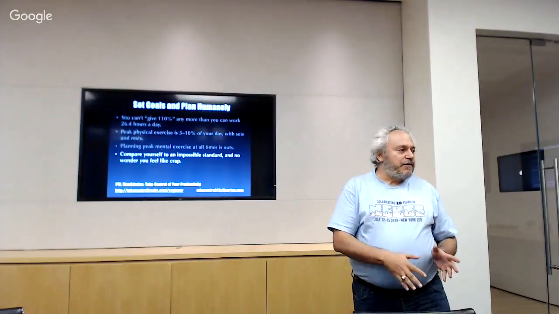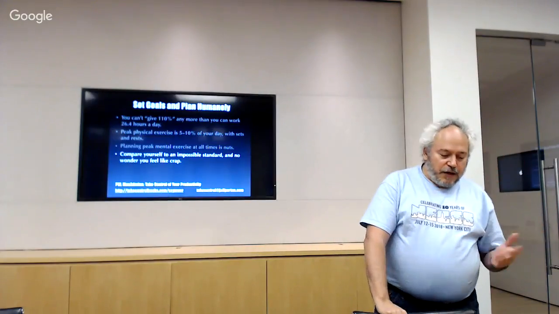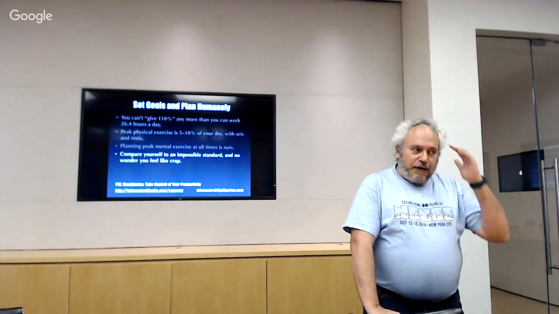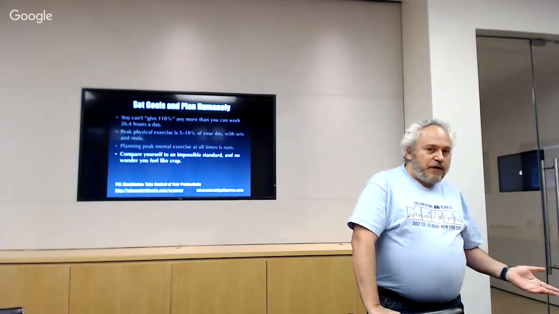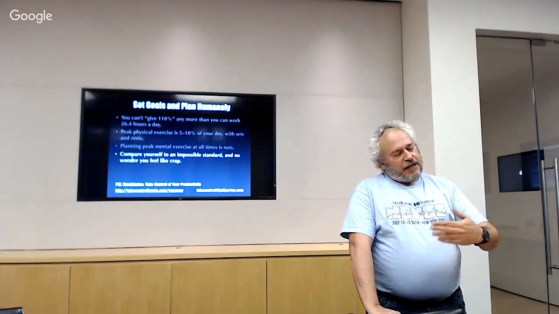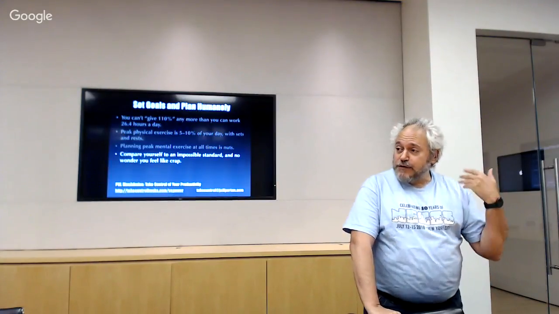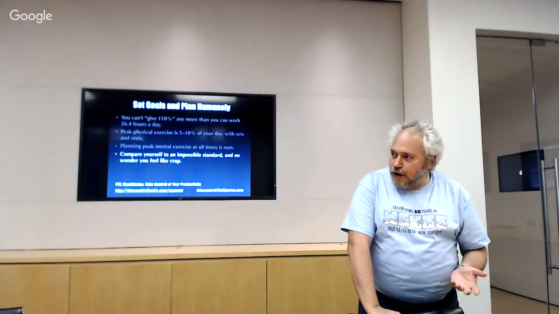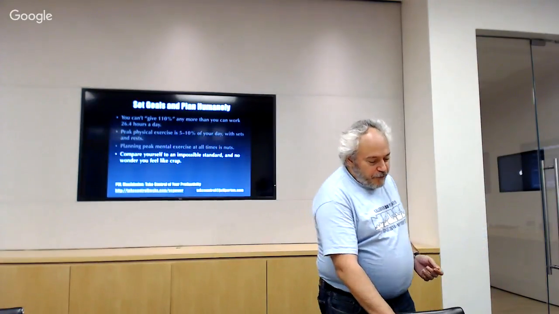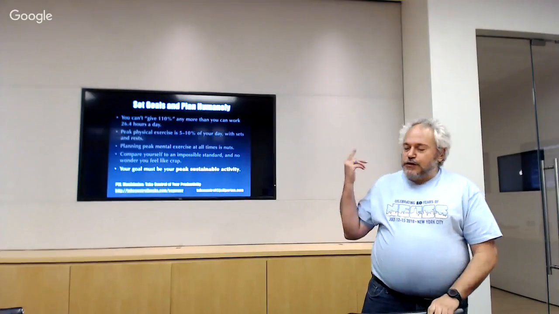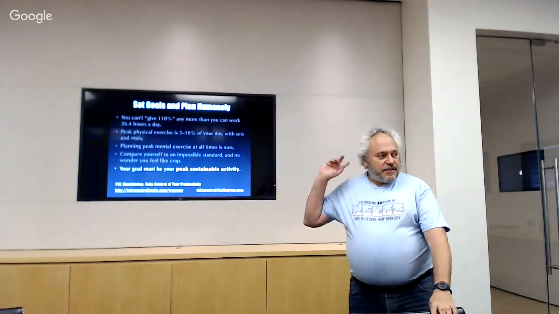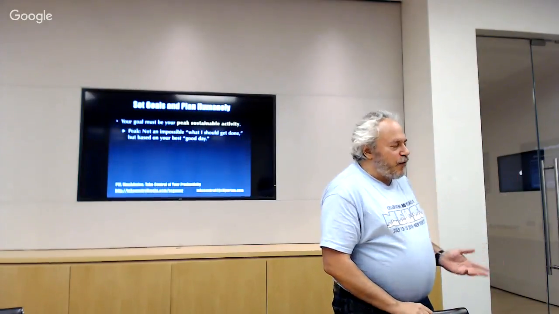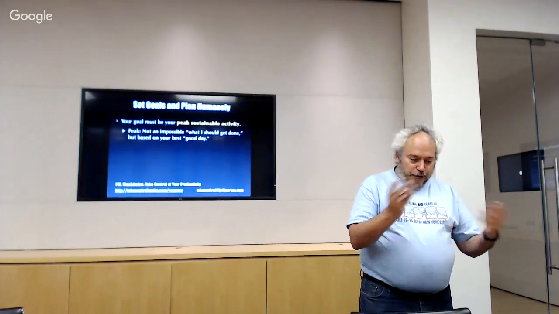So most people compare themselves to this platonic ideal standard, and no wonder they feel like crap, because there's this perfection in their mind, and if they're always at 40% of their perfection, and then when they get to 50%, they don't think, wow, I just improved 25% over what I was doing last week. They think I'm still 50% short of my goal. No wonder they feel awful, because they're constantly falling short. So instead, your goal is your peak sustainable activity. Your peak is what I said before. It's your best good day.